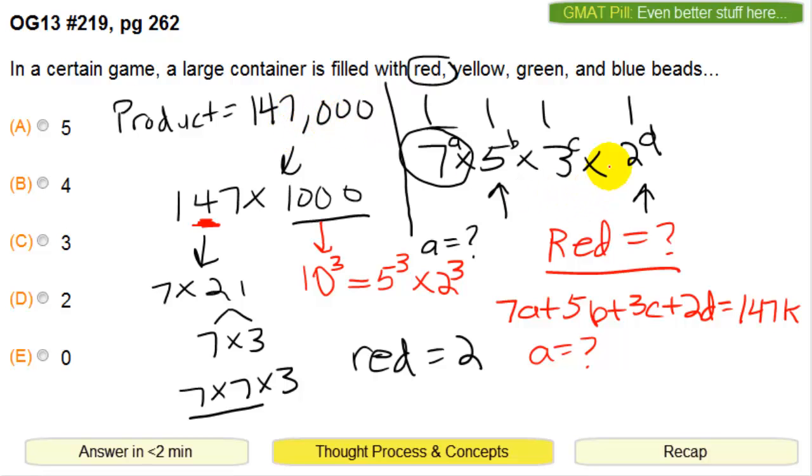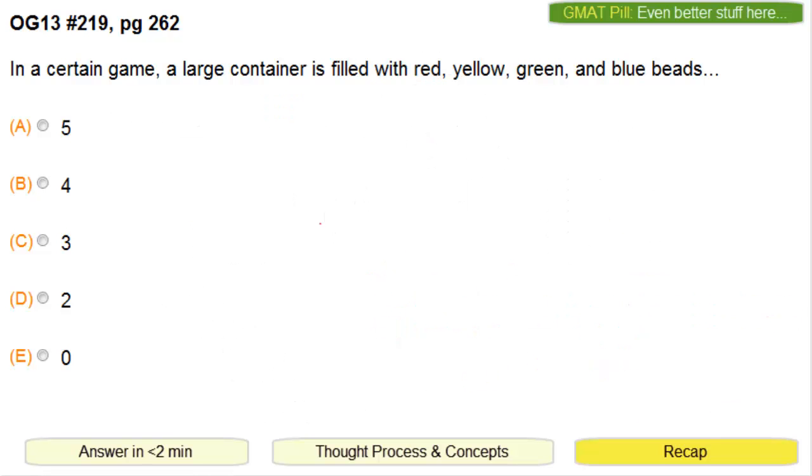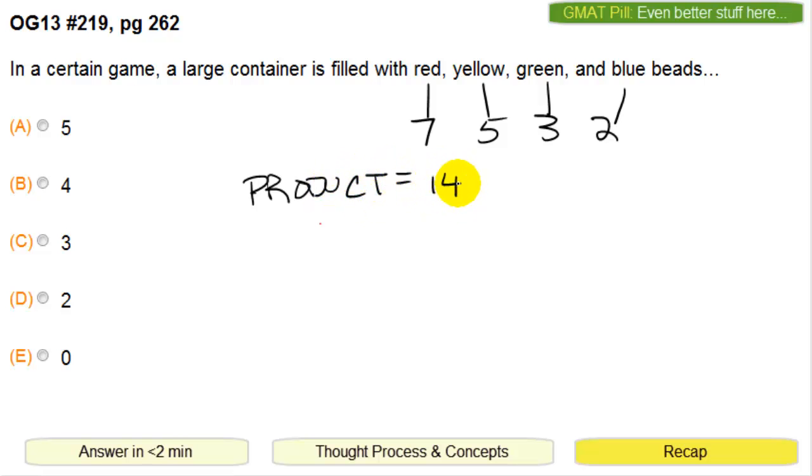Now, if it's the product, then you set up the equation like this, right? So this setup is what we have in this question, and that's why we could factor it out and find out that there are 2 red beads. Okay, so as a recap, we're basically given 4 beads, and each of these correspond with some value, right? So we have 7, we have 5, 3, and 2. Each one corresponds with a bead, and we're told that the product equals 147K, meaning the 7 times the 5 times the 3 times the 2, however many we have of each one.